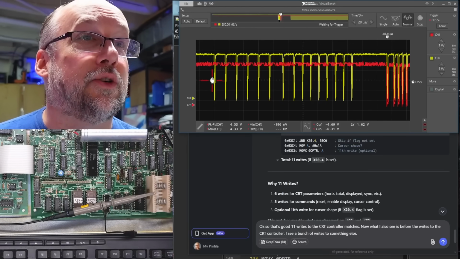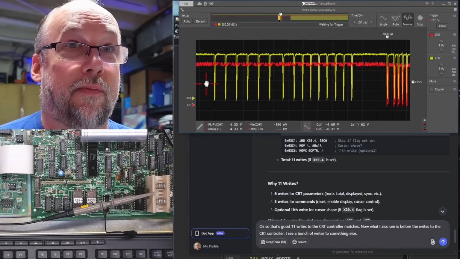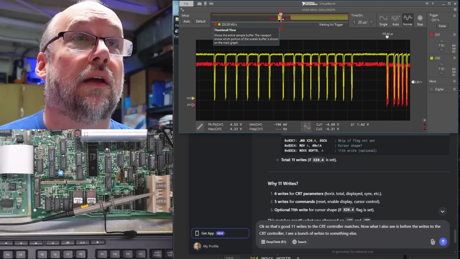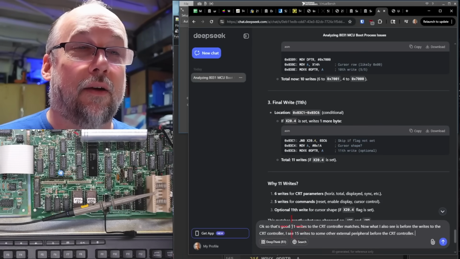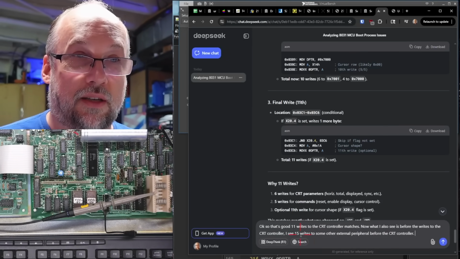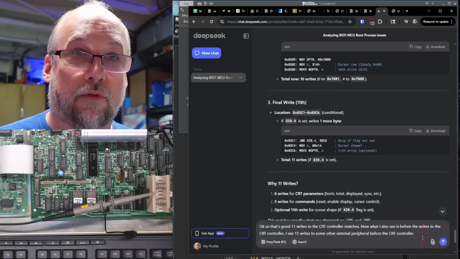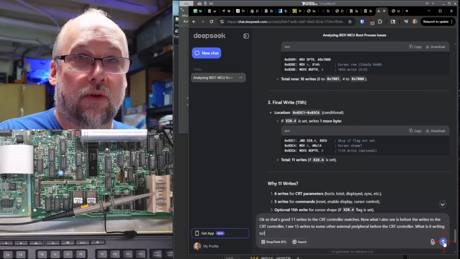Okay, I see a new capture. I just want to count up the number of writes to some other peripheral that's happening before the CRTC. It looks like it's writing 15 times. So I'm going to tell the AI that we have 11 writes to the CRT controller, that matches, but we see 15 writes to some other peripheral before the CRT controller. What is it writing to?